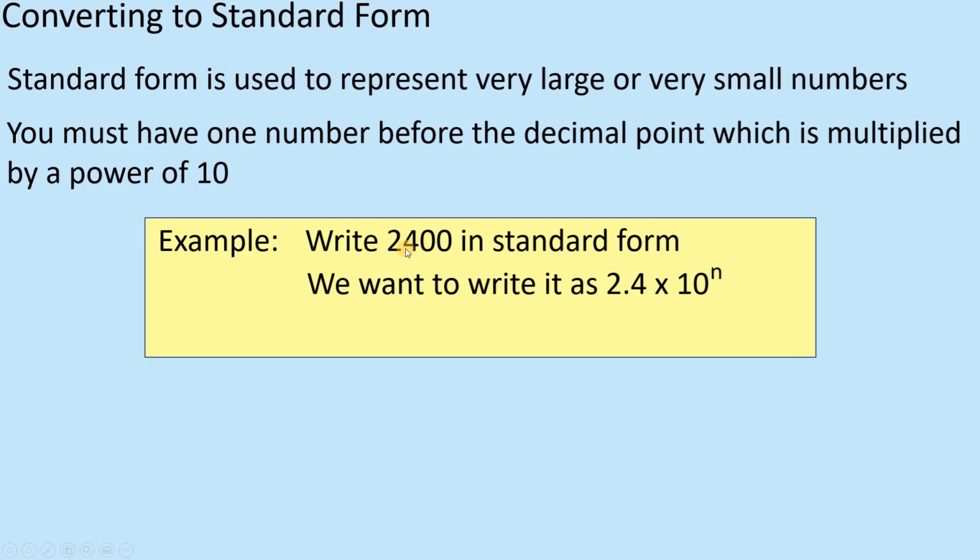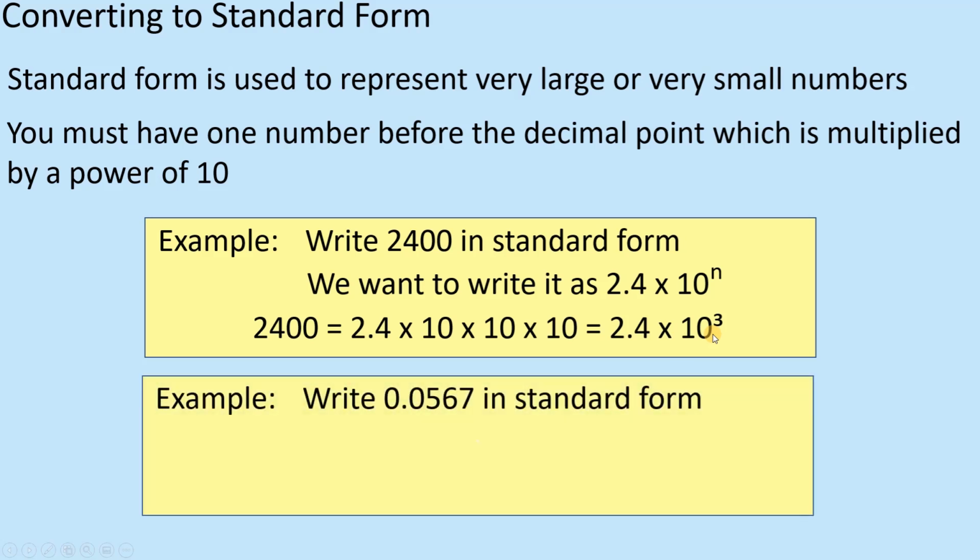All right, well, if I look at my decimal point being here, you'll notice it's 1, 2, 3. So what happened is I've moved my decimal point, which is currently here, 1, 2, 3 along. So it's going to be to the power 3, because 2.4 times 10 cubed is 2,400. All right, so 2,400 in standard form is 2.4 times 10 cubed.